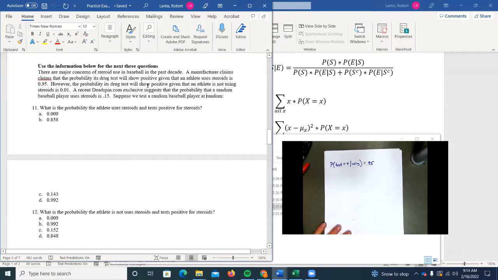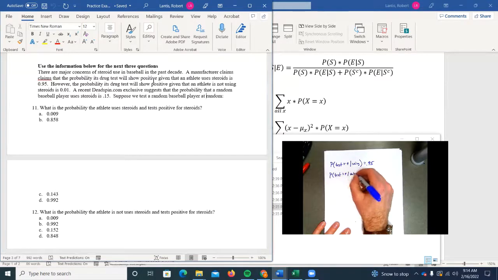However, the probability that the test shows positive, given that the athlete is not using, is 0.01. And then we're told the probability that any one athlete chosen at random is using steroids is 0.15. So those are the three things that we were given.